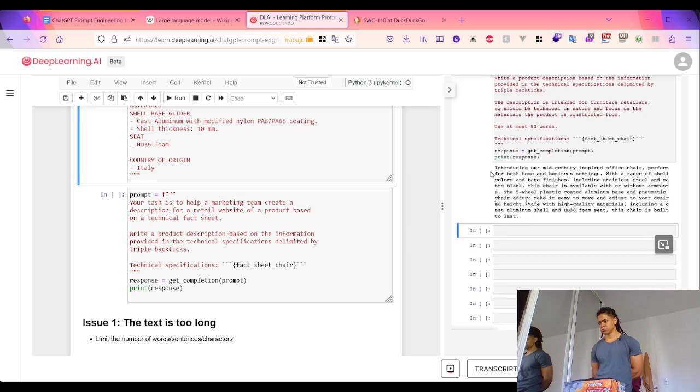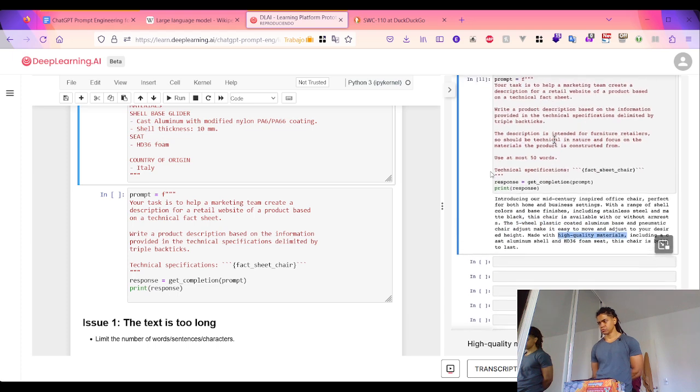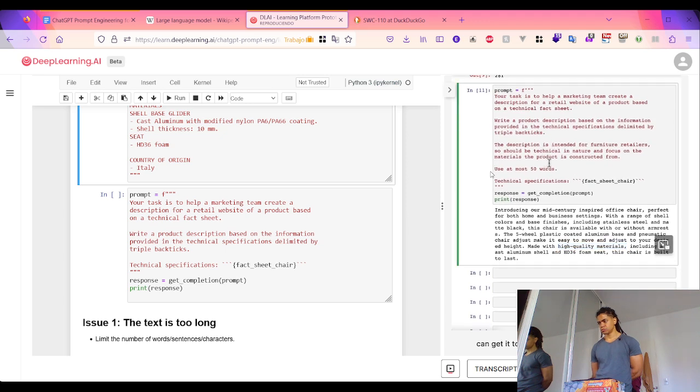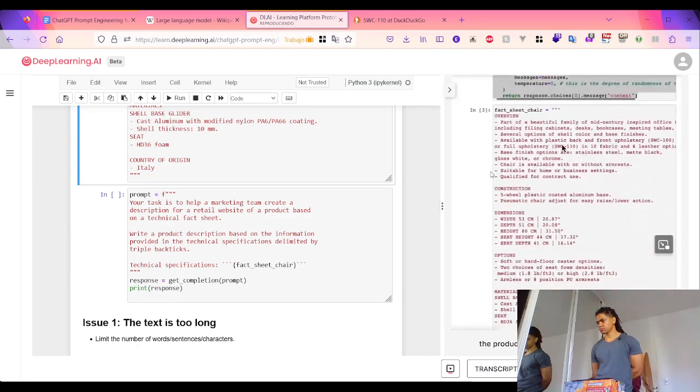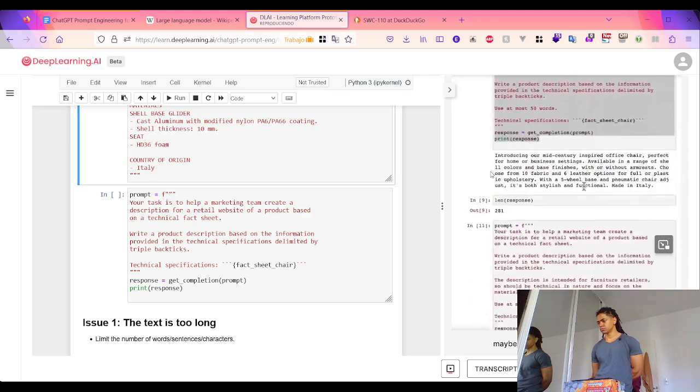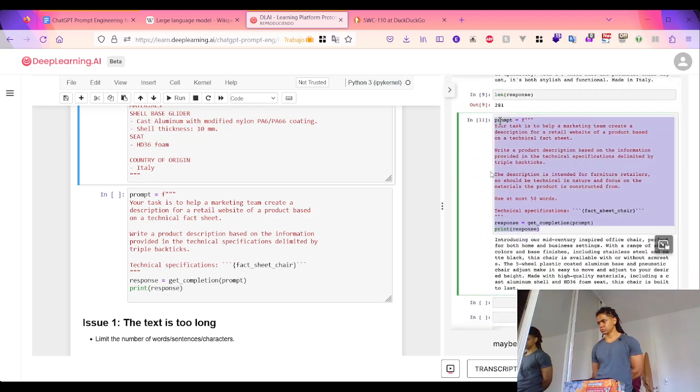And let's see. Not bad. It says, coated aluminum base and pneumatic chair, high quality materials. So by changing the prompt, you can get it to focus more on specific characteristics you want it to. And when I look at this, I might decide, at the end of the description, I also wanted to include the product IDs. So the two offerings of this chair, SWC 110, SOC 100. So maybe I can further improve this prompt.